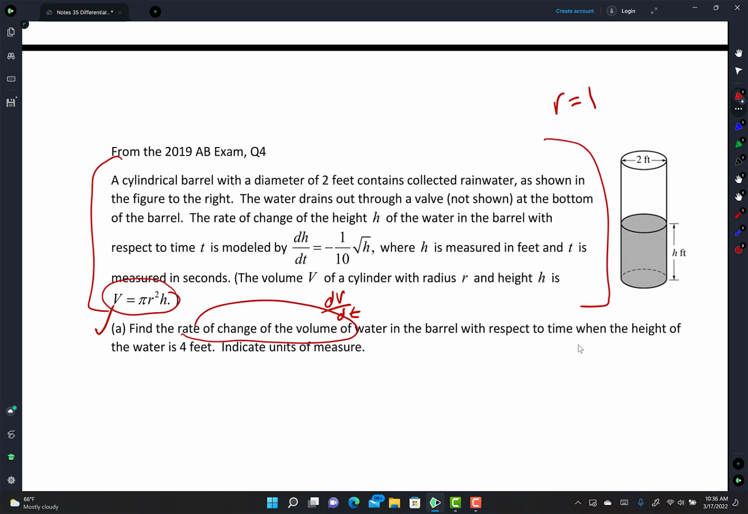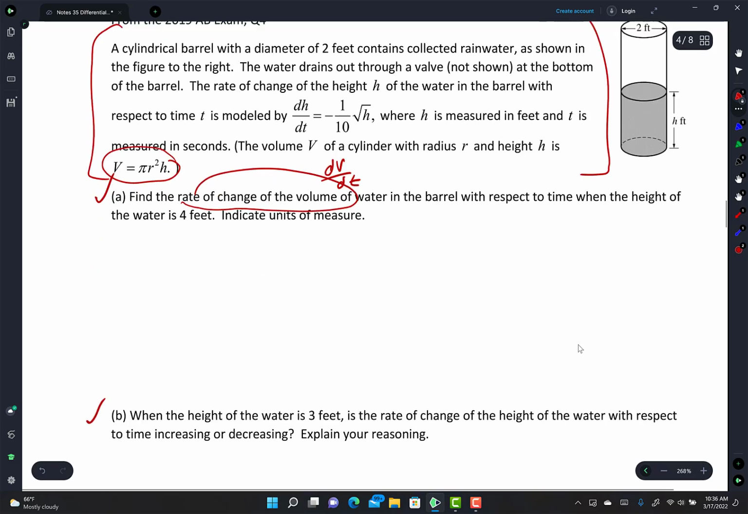I would not do product rule. I would hope that you know that your r is always 1. So your dr/dt is 0. Does that make sense to you guys? All right. So here we go. I'm going to write volume, pi r squared h, and then tell me what is a constant on the pi r squared h. Yeah, perfect. The pi r squared is a constant.